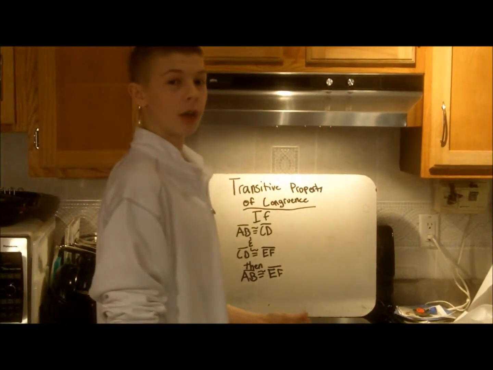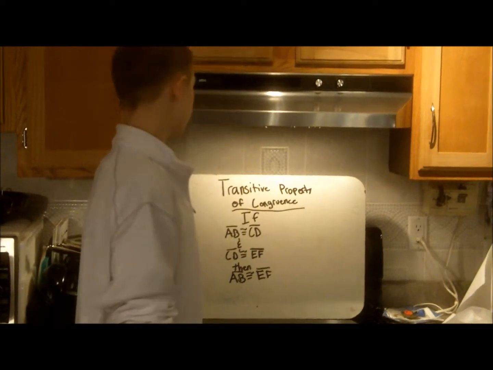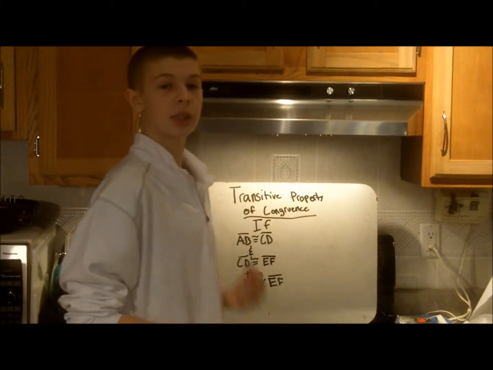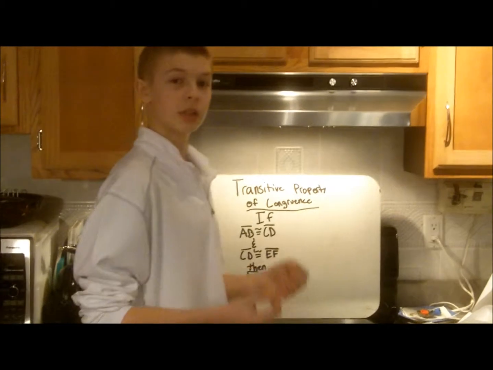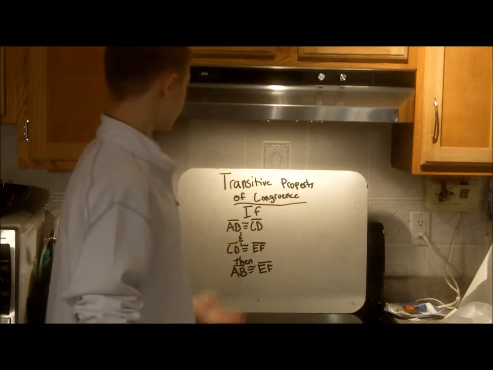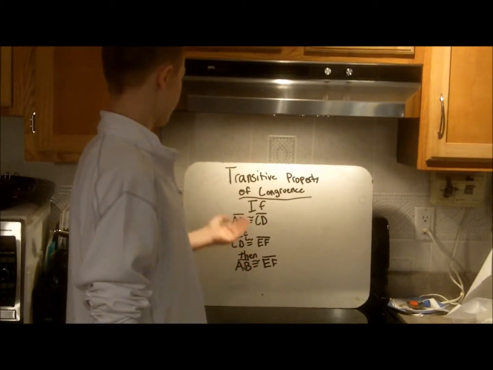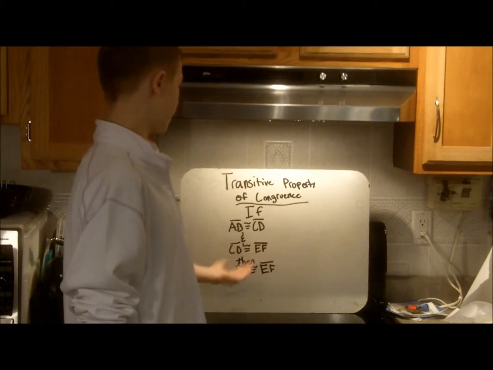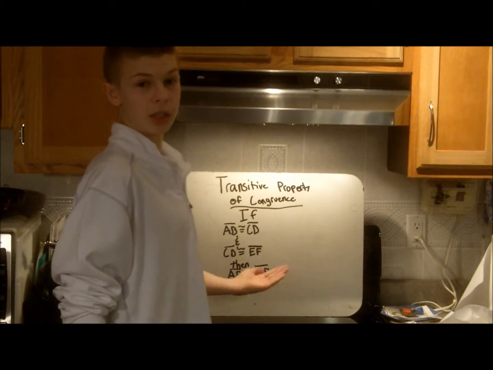The third and final property of congruence is the transitive property. This states that if one segment is congruent to a second segment, and the second segment is congruent to a third segment, then the first segment is congruent to the third. Such as, if segment AB is congruent to segment CD, and segment CD is congruent to segment EF, then that means segment AB is congruent to segment EF.